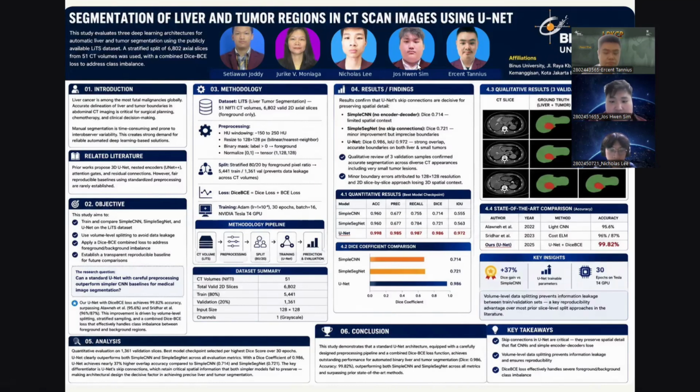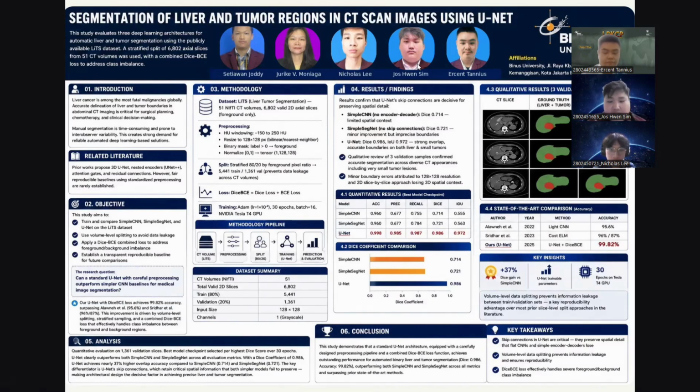In this presentation, we will briefly discuss the background of the study, the methodology, the experimental results, and the conclusion drawn from our research. Without further ado, let's begin with the introduction.